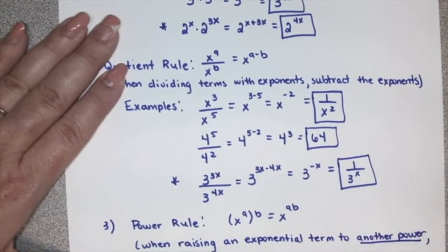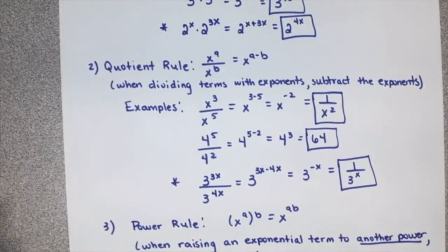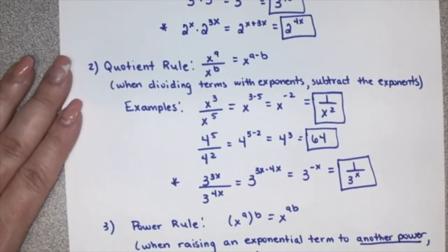So it's like something squared or something like that, and then you raise it to a power again. You're going to multiply the exponents. So let's just do a couple examples of this one.